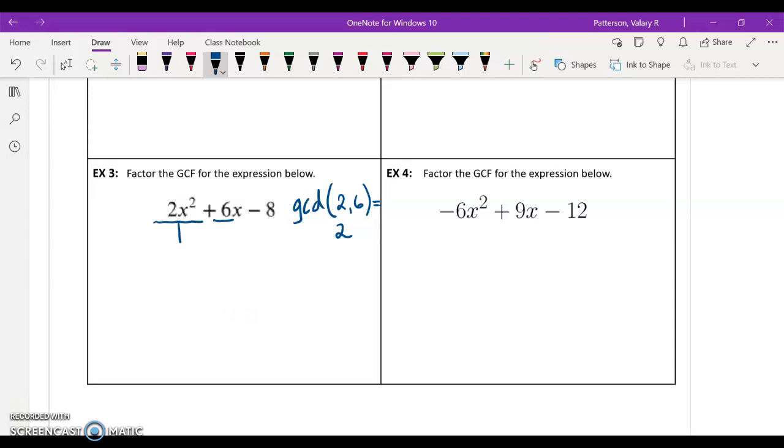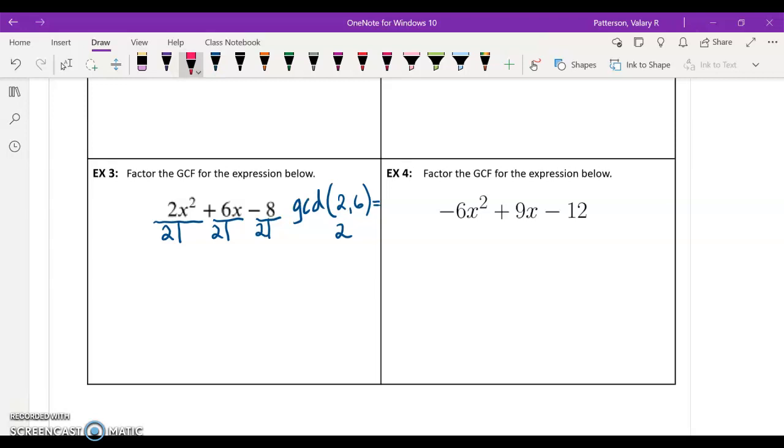Okay, good. Now, if you look here, I only have variables on 2 of my 3 terms. So I can't factor out an x. So I can only factor out that 2. So when I divide each of those terms by 2, what do we have left?